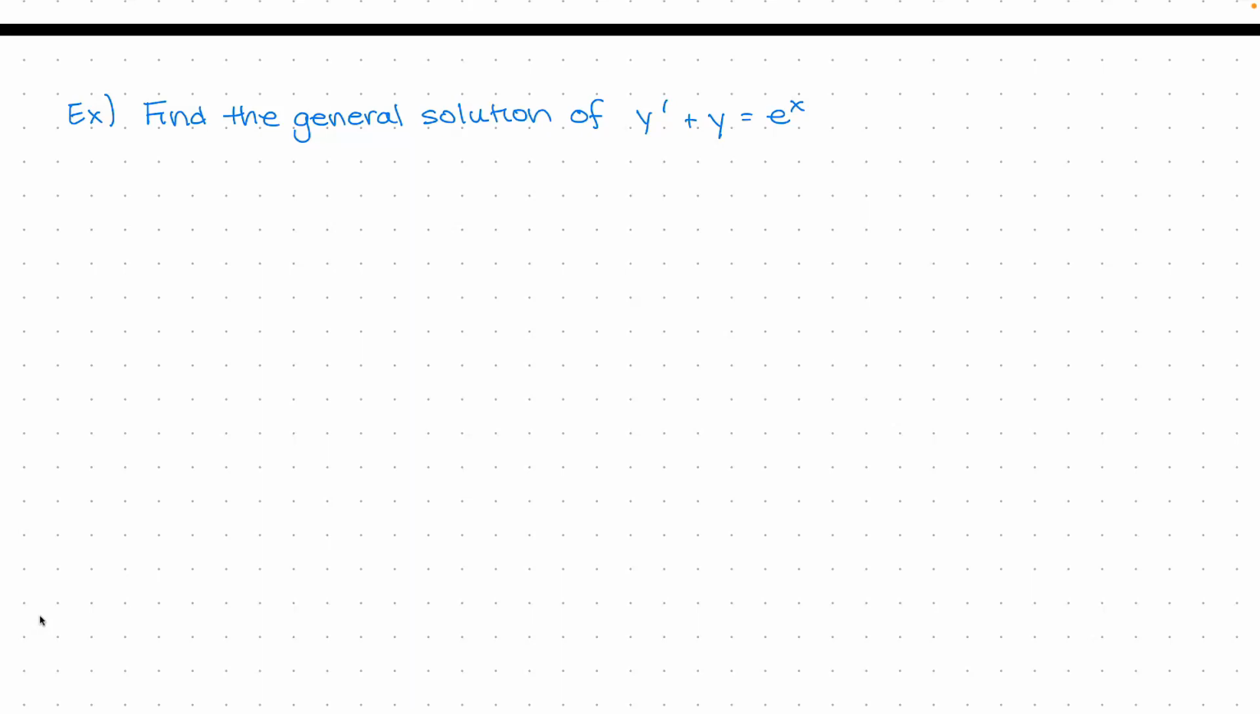Anyway. So the key is follow those steps that I gave you. You're going to put it in standard form. You're going to find p of x and q of x. And actually, I like to find u of x at the same time. And then I just plug into that formula that I gave you. So let's do this one together.